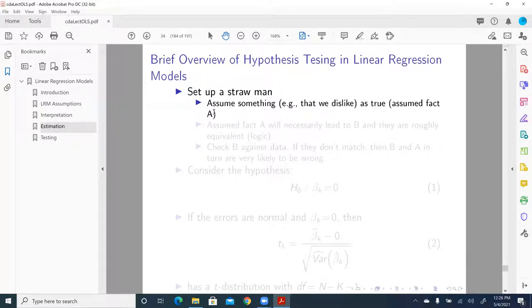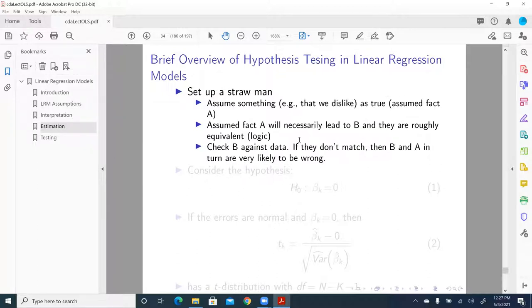So the first step is to set up a straw man. I want to assume something that we dislike as true. So we're gonna begin with the converse of what we want, right? So that is assumed effect. And let's call that assumed fact A. Then from assumed fact A, okay, we can necessarily get B, and they're roughly equivalent. So from logic, A is what we dislike, but let's assume A is correct, and we can go from A to B, and they're roughly equivalent. That is, we can go from A to B, and reversely B to A.